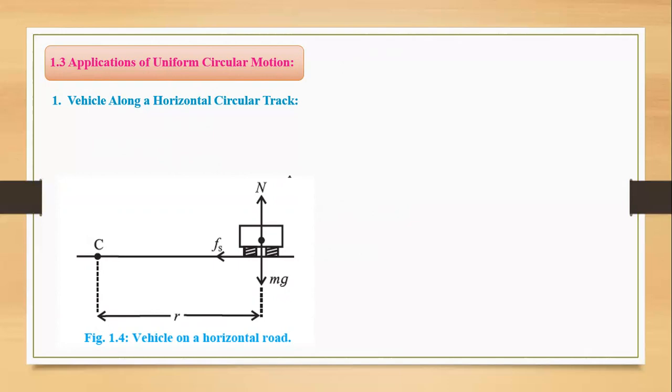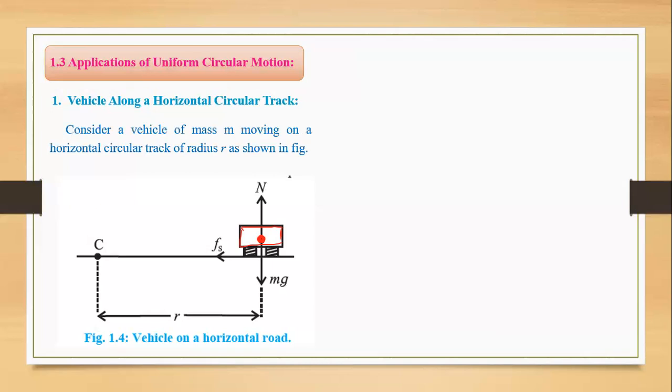For that, I consider here a vehicle. You can see this is a vehicle, and these two are the tires. This dot is the center of gravity of the vehicle. Now we consider a vehicle of mass m moving on a track of radius r as shown in the figure. You can see here the radius is r. It is moving on that circular track.